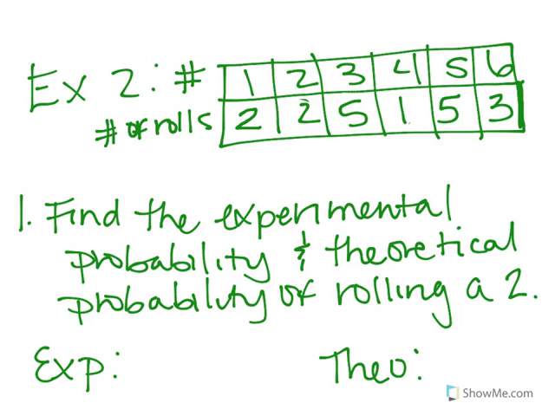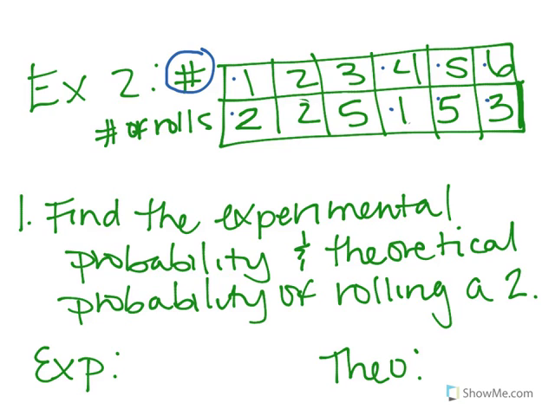So my next example is I have a chart, and let's say I roll a number cube. This shows I have the numbers 1, 2, 3, 4, 5, and 6. And then the bottom row shows the number of times I roll that number. So for example, the number 1 is rolled twice. The number 2 is rolled 2 times. The number 3 is rolled 5 times. The number 4 is rolled 1 time. The number 5 is rolled 5 times. And the number 6 is rolled 3 times. So my question is, find the experimental probability and theoretical probability of rolling a 2.